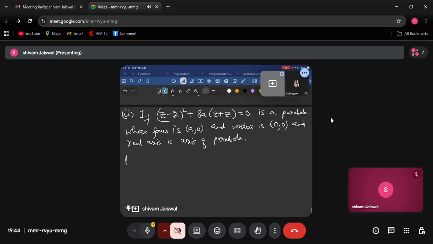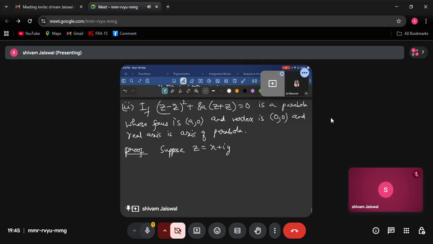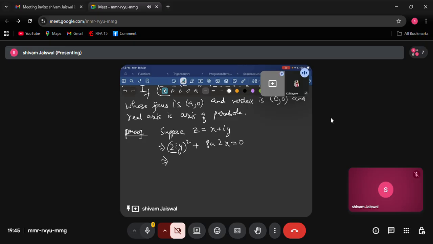Okay, let us see the proof. So suppose z is equal to x plus iota y. Then what is z minus z bar? z minus z bar is 2 iota y. So 2 iota y whole square plus 8a into 2x must be equal to 0. This implies minus 4y square plus 16ax equal to 0.